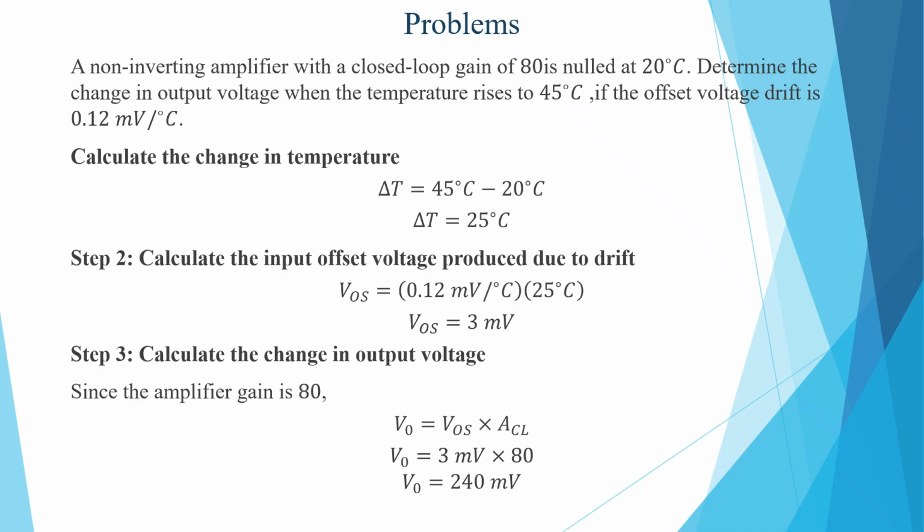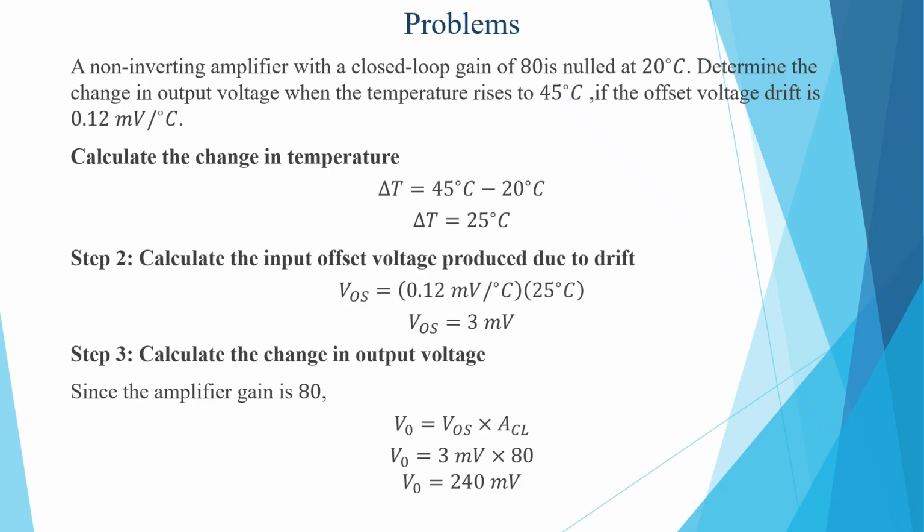Let's see a problem on thermal drift. A non-inverting amplifier with a closed loop gain of 80 is nulled at 20 degrees Celsius. Determine the change in output voltage when the temperature rises to 45 degrees Celsius if the offset voltage drift is 0.12 millivolt per degree Celsius. In this example, the temperature rises from 20 degrees Celsius to 45 degrees Celsius, so the temperature change delta T is equal to 25 degrees Celsius.